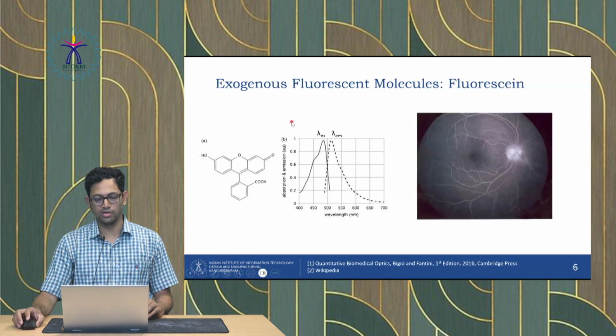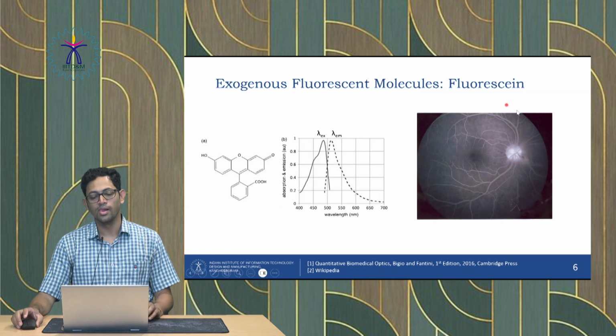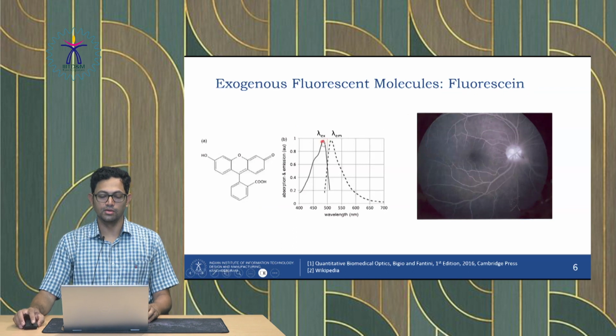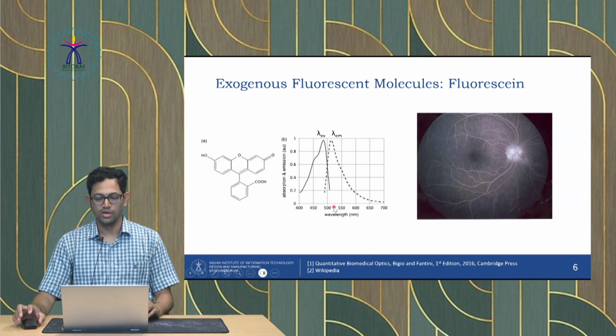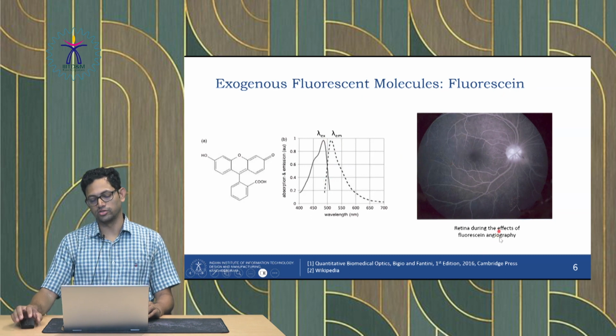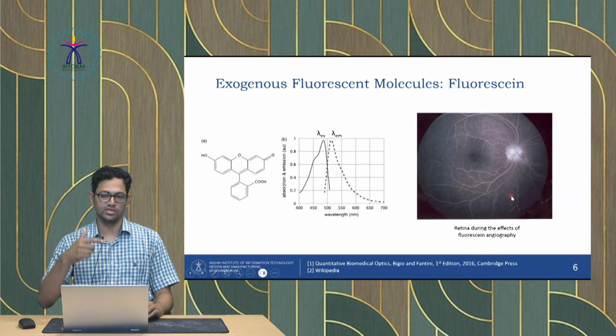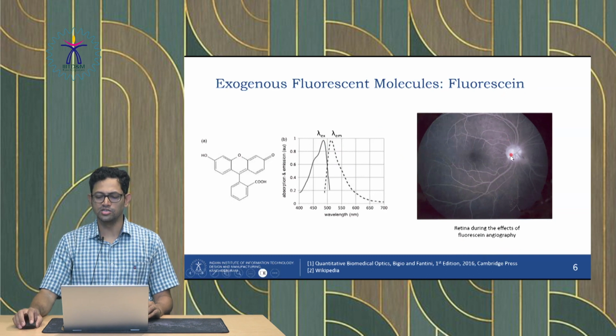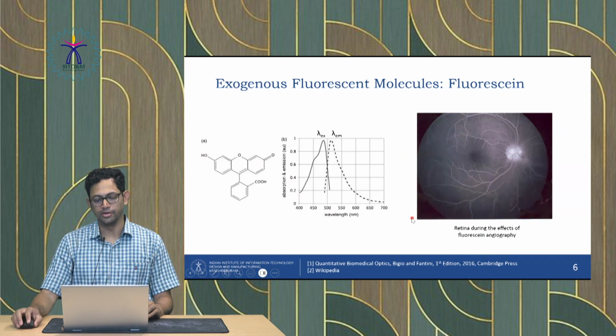So let us see a few applications of exogenous fluorescent molecules. Now, this is a fluorescein molecule. It has the peak absorption at around 490 nanometers and an emission peak at around 520, so very close-by peaks, right. And this has been used for angiography of the eye. So, they apply this dye intravenously, and then image around your eye using a particular modality, right.